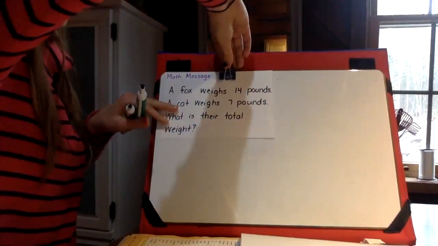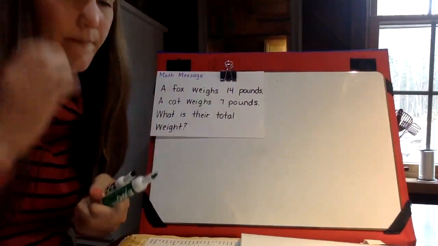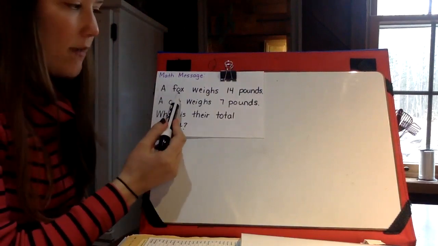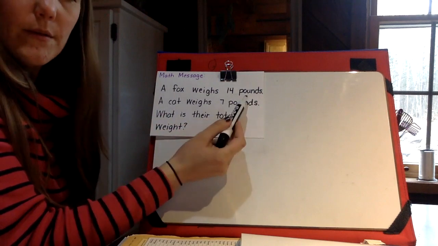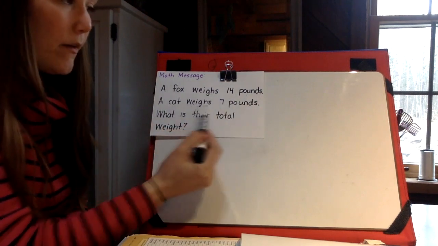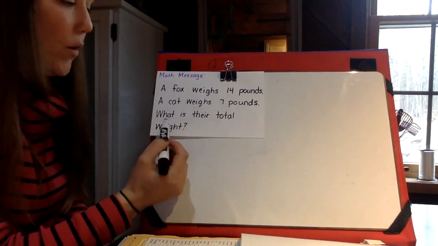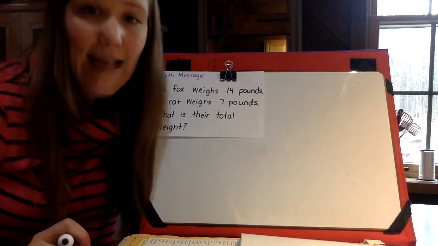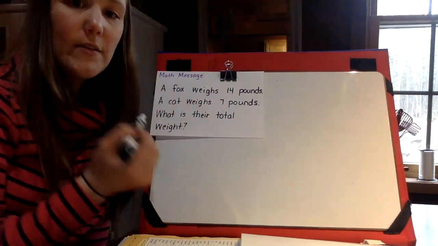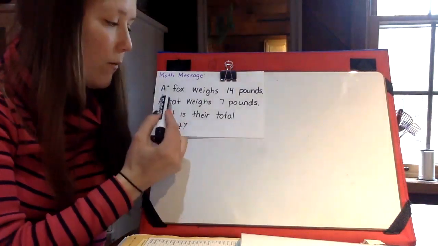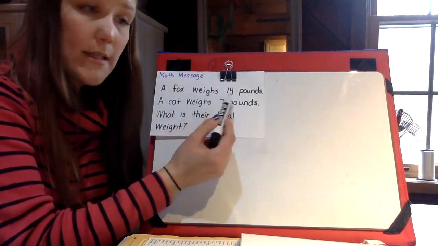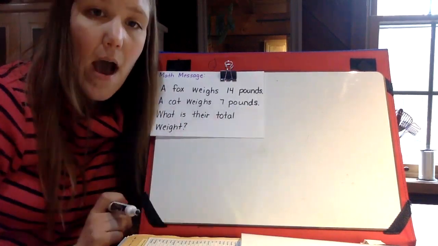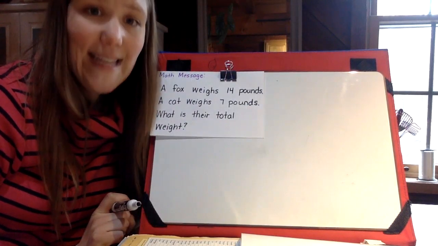All right, so let's read this math message. It says, a fox weighs 14 pounds. A cat weighs 7 pounds. What is their total weight? So this problem is asking you how much these 2 animals weigh together. We know that the fox weighs 14 pounds. And we know that the cat weighs 7 pounds. How much do they weigh all together?